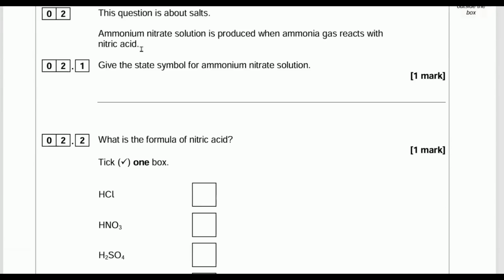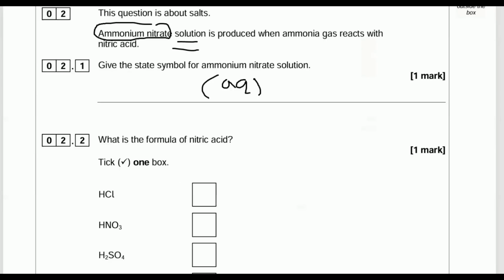Right, two. This question's about salts. Ammonium nitrate solution is produced when ammonia gas reacts with nitric acid. Give the state symbol for ammonium nitrate solution. So they've just told us ammonium nitrate is a solution. What's the state symbol for a solution? Hopefully you know this. It's AQ, stands for aqua or aqueous, which means water, dissolved in water. So that is the state symbol.